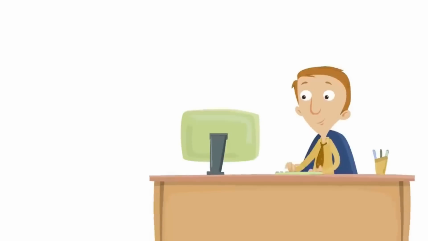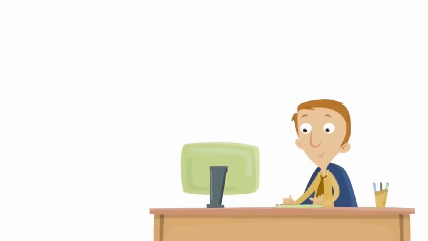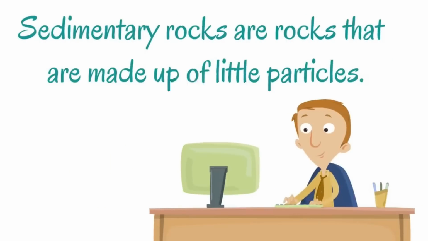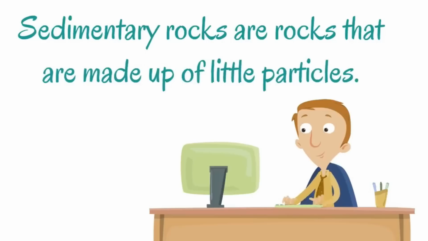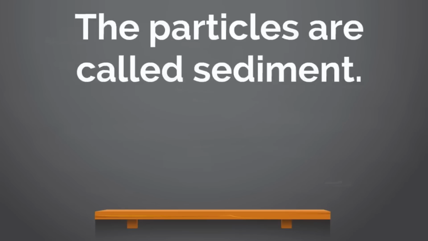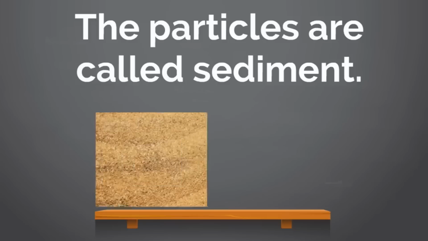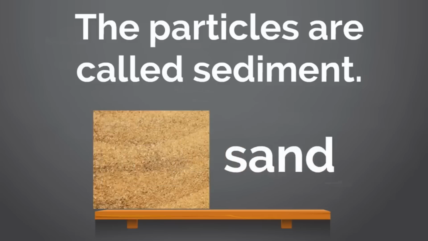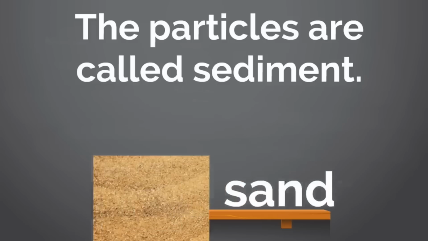Alright, so what are sedimentary rocks? Sedimentary rocks are rocks that are made up of little particles. The particles are called sediment. Can you say that with us? Sediment. Yeah, sediment. An example of sediment is sand. Yeah, sand is a type of sediment.